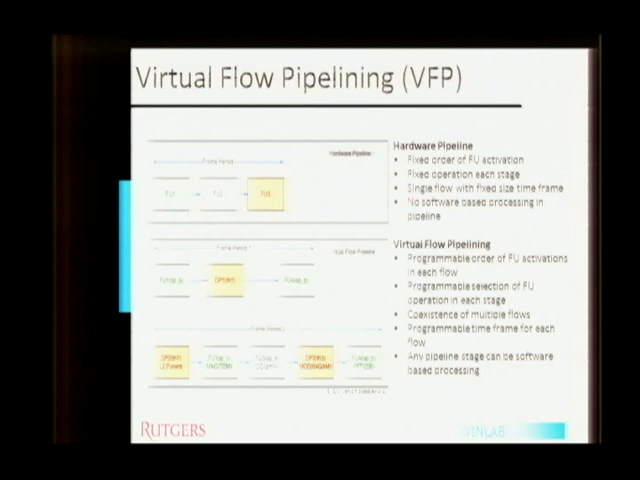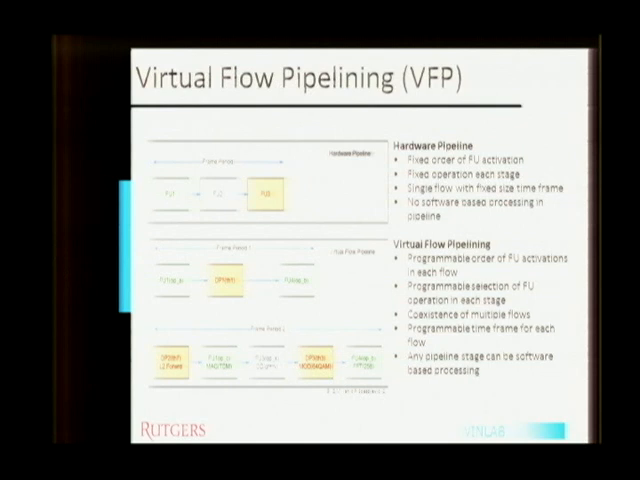Now, an improvement over this is the virtual flow pipelining. We see similar function units, but in hardware. But the connections here are done in software. So it can be seen as another virtual layer sitting above these units, which actually manages the resources and generates a connection between them. So now we have a programmable order of FU activations, which means I can program these connections.